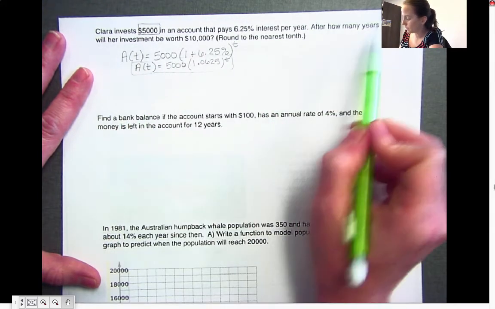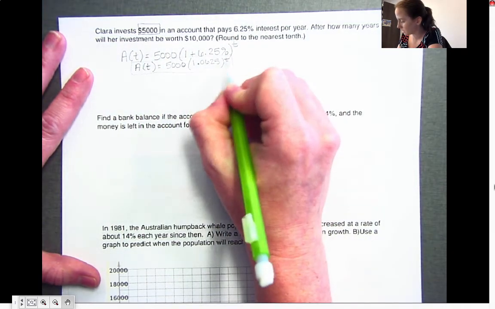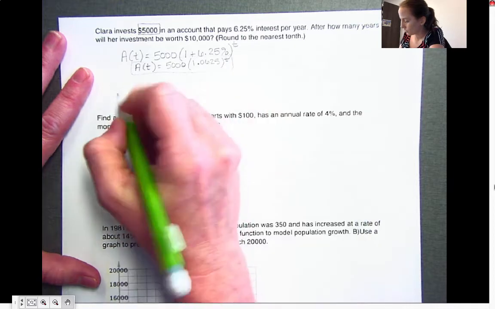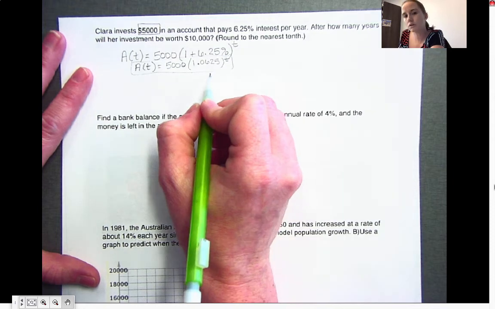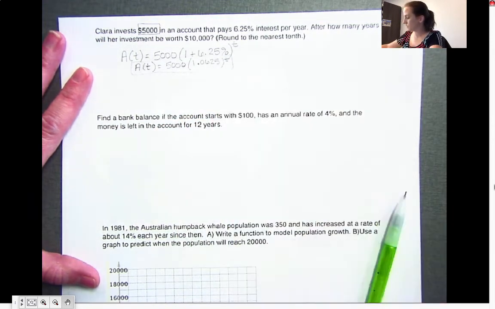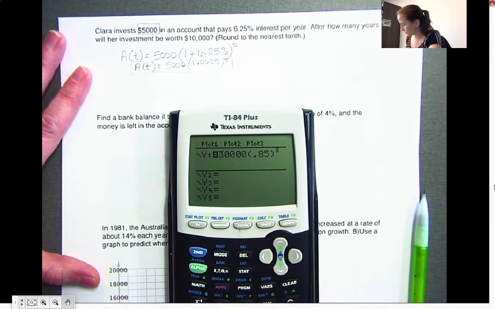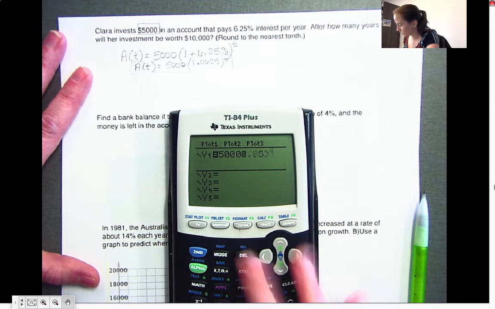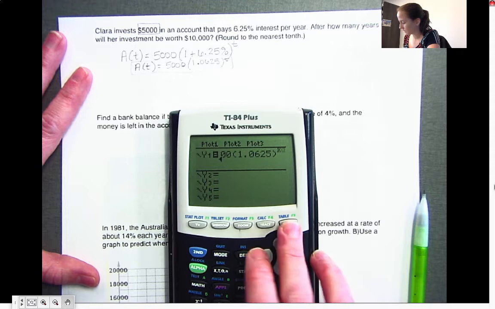But it says, after how many years will her investment be worth $10,000? So we're looking for t. You could plug in 10,000 here and try to solve, but we haven't talked about how to get t out of the exponent. So what we're going to do is use our calculator, go back to y equals, and type in your function, 5,000 times 1.0625 raised to the x power in this case.